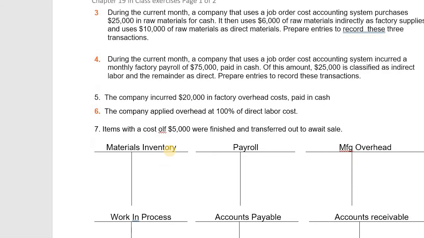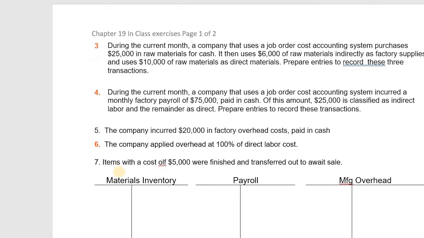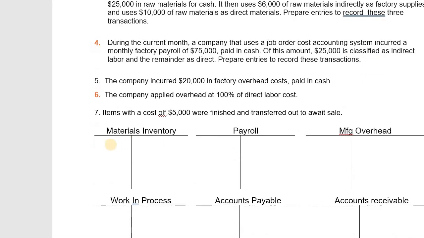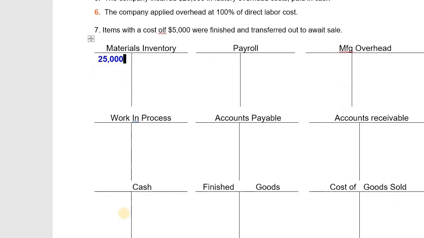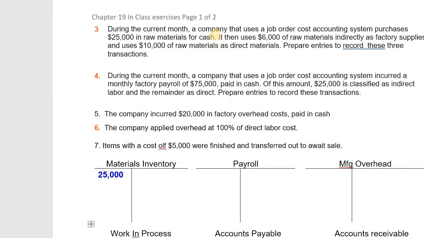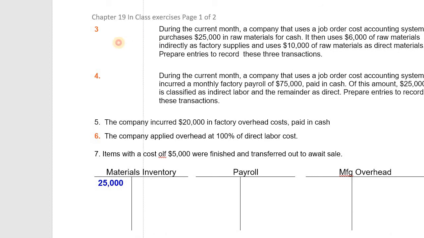During the current month, the company that uses a job order cost accounting system purchases $25,000 of raw materials for cash. It then uses $6,000 indirectly as factory supplies and uses $10,000 as direct materials. Let's record. The first thing we do is buy $25,000 in raw materials, so let's put it in the raw materials inventory. For cash, we better credit cash. So there you go. Bought $25,000 worth of stuff.